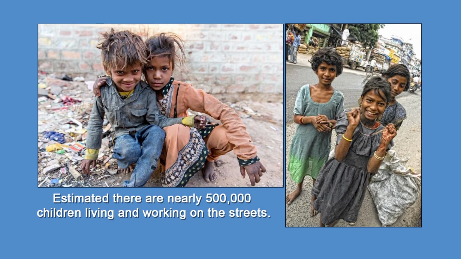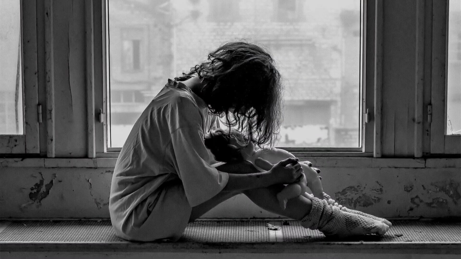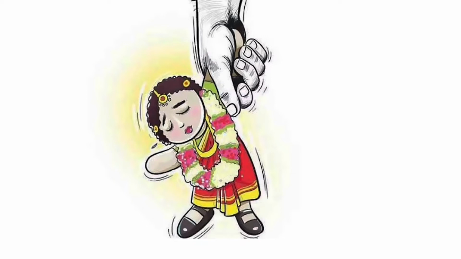It is estimated there are nearly 5 lakh children living and working on the streets. Child prostitution is widespread. Despite its illegality, child marriages are still arranged in many parts of India.